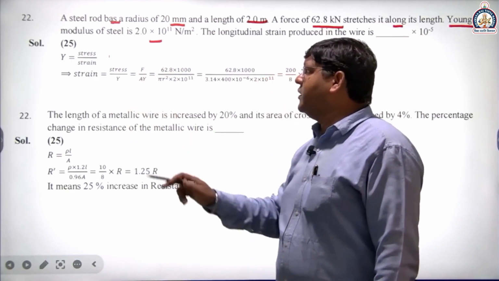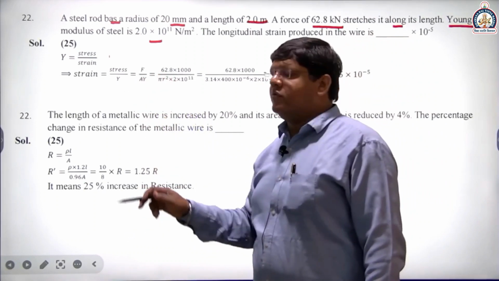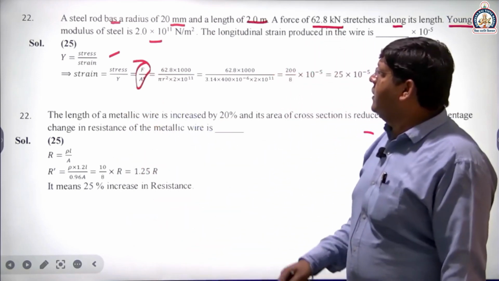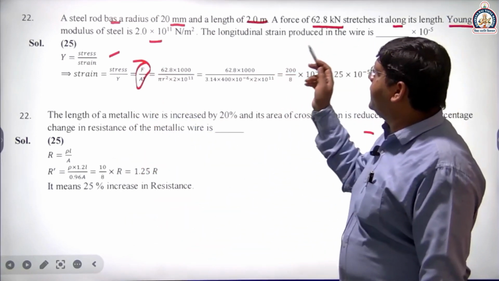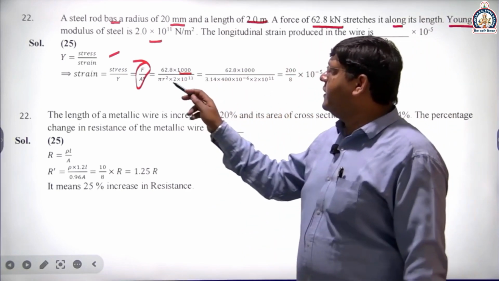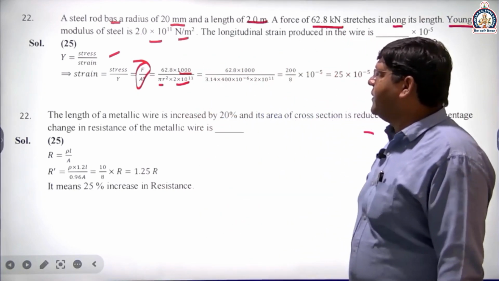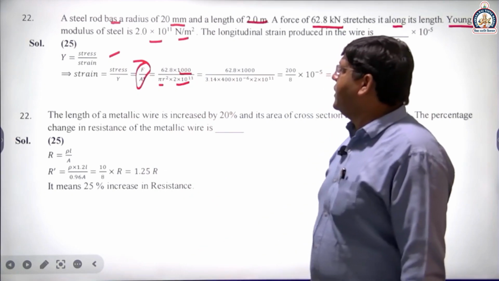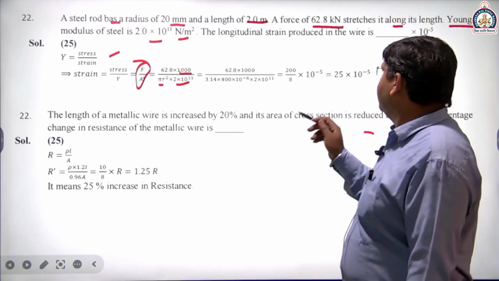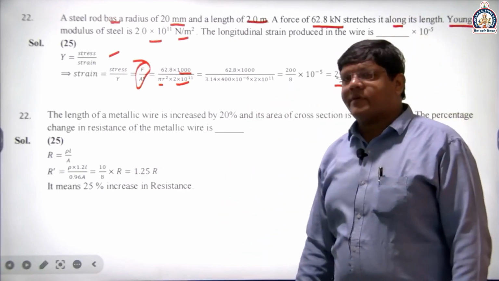Strain is equal to stress upon Young modulus, and stress is simply force upon area. The force is 62.8 kilonewton, that is 62.8 times 1000 for kilo, upon area. Area is pi r square, and Young modulus is given as 2 into 10 to the power 11. The radius is provided as 20 mm, and solving and converting into appropriate units we get 25 into 10 to the power minus 5. This is the required value for strain.